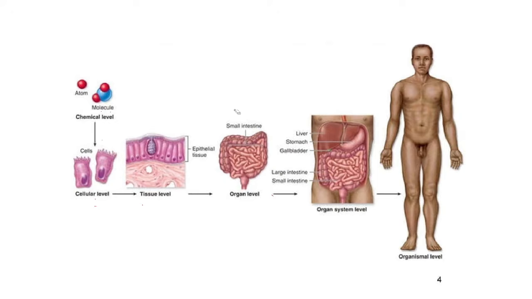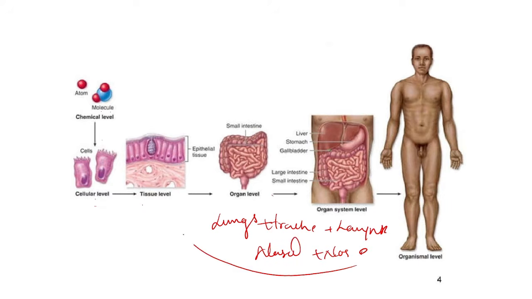First level is atom. Atom forms molecules. Molecule forms cell. Cell forms tissue. Tissue forms organ. Organ forms organ system. Like that. An example I will tell you. Lungs is an organ. Lungs plus trachea plus larynx, nasal cavity plus nose, everything comes together, we will call it the respiratory system, that is an organ system.